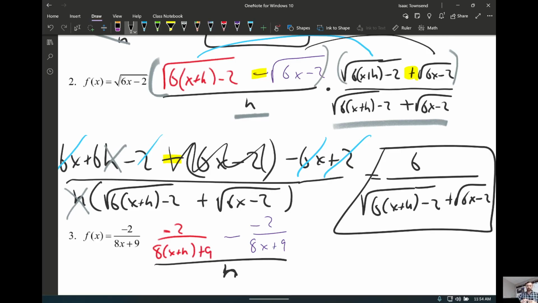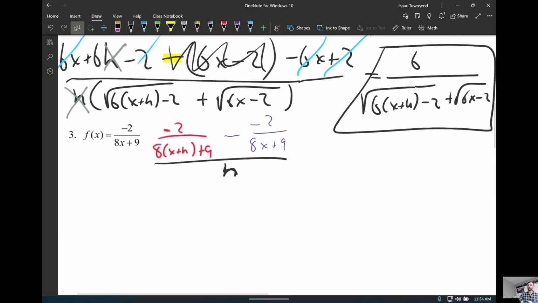All right, and then the third type that we looked at on Friday of last week was like question 3, where you start off with a rational function, and after you apply the difference quotient, you're left with a complex fraction. So complex fractions are going to show up in a dozen different things in your math career. So it's good to know how to simplify these anyway.